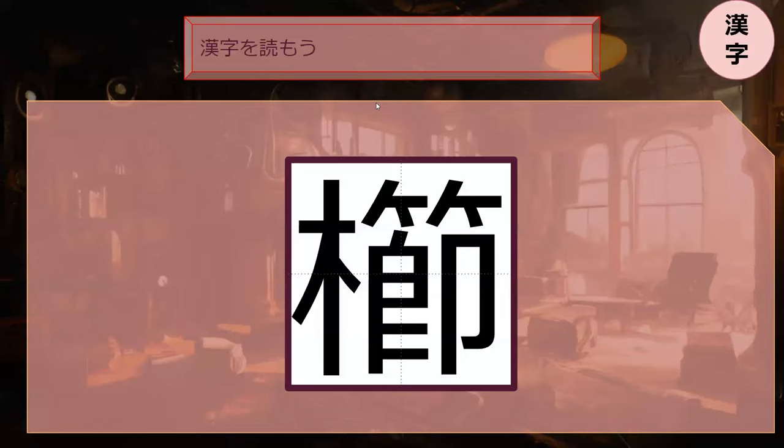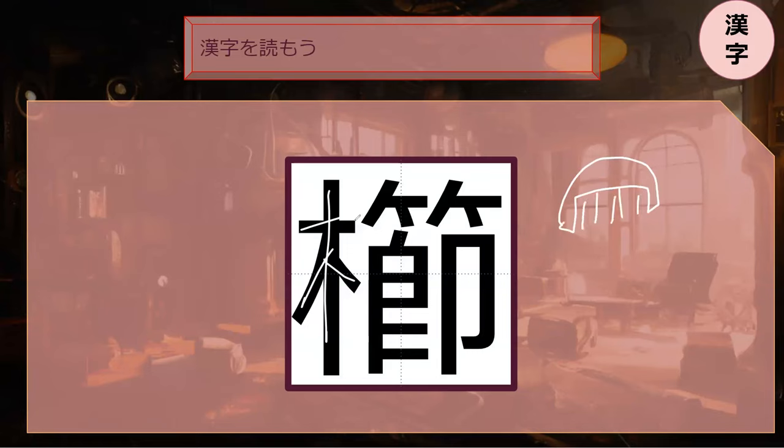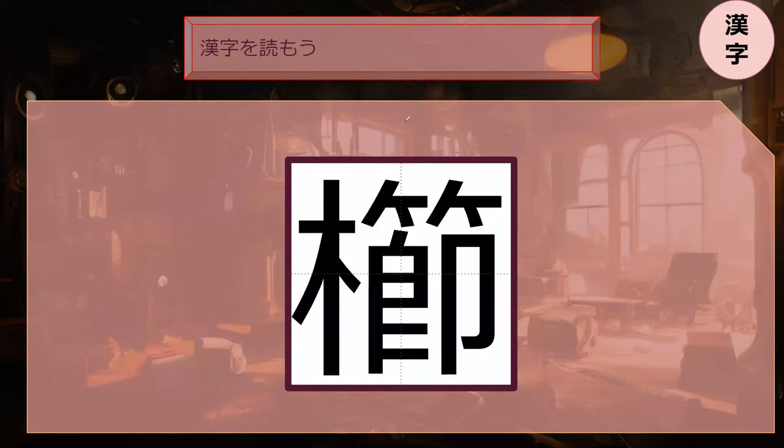Combs are normally made out of wood, especially in the olden days. And you think of those fancy Japanese combs. So kushi right there. The rest of it kind of looks like the thing sticking out of a comb, and so does that. Maybe this is the hair they're brushing. Yeah, kushi, comb.